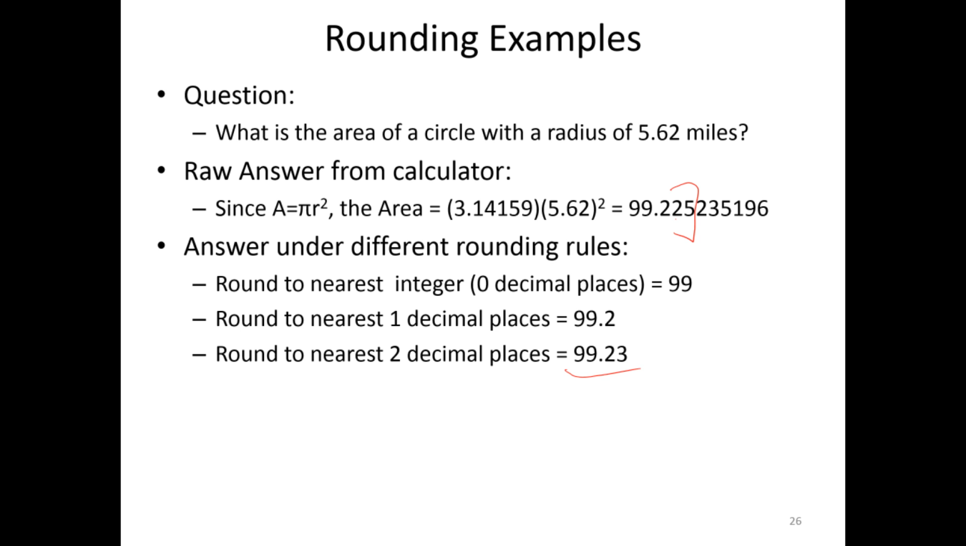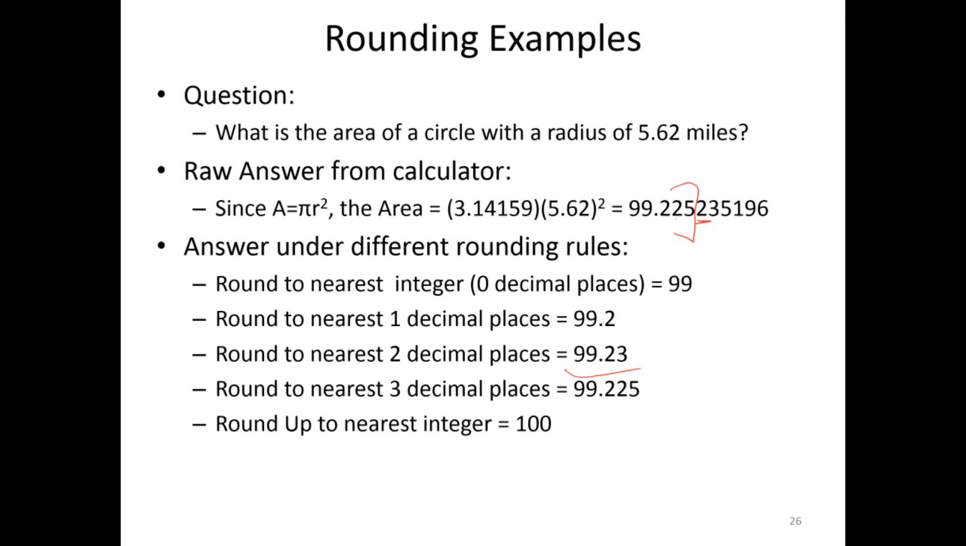I would round that up because it's 0.225. If I say round to the nearest 3 decimal places, then it's 99.225 because the 4th decimal place is a 2. So this should be pretty simple. Sometimes I'll tell you to round up or down. So if I say round up to the nearest integer, you would say 100, because going up, 100 is the next closest integer to 99 point whatever. I could also say round down to the nearest integer, and then I would just go down to 99.